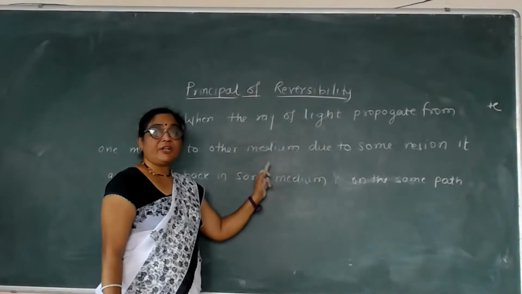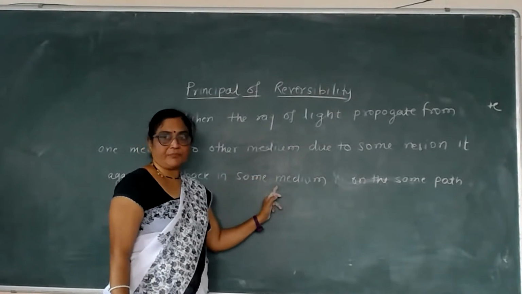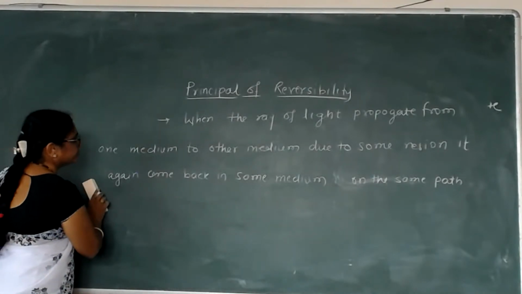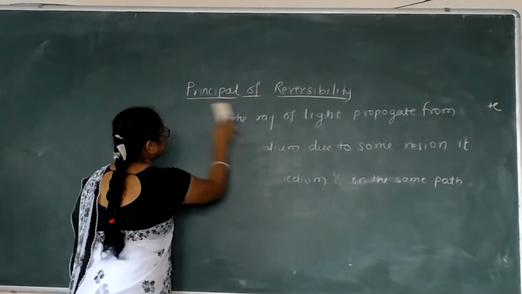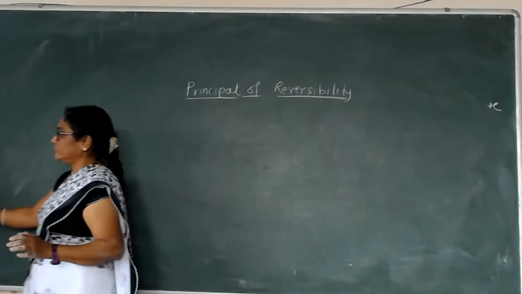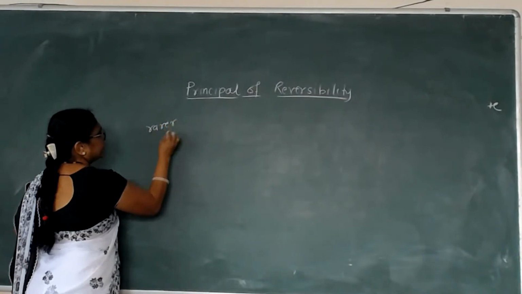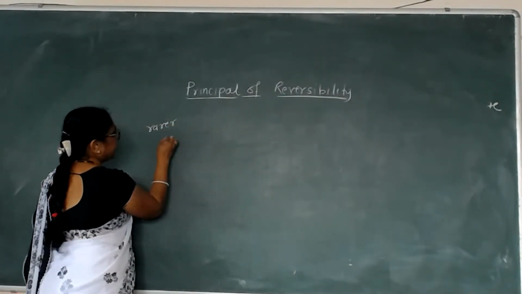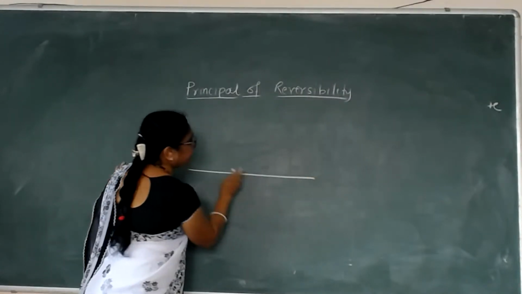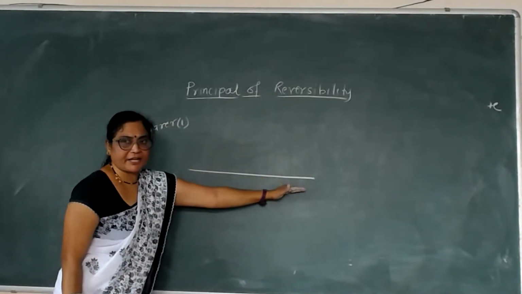Means in this, we draw a ray diagram as well as we can find out one related shortcut formula. So here is how we draw the figure. First consider the rarer medium, and consider a plane surface. A plane surface is the interface between the two media. That surface is a plane.